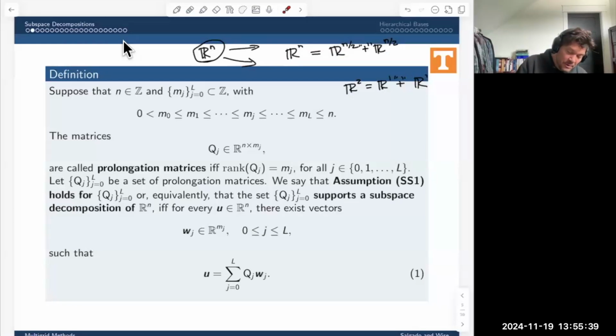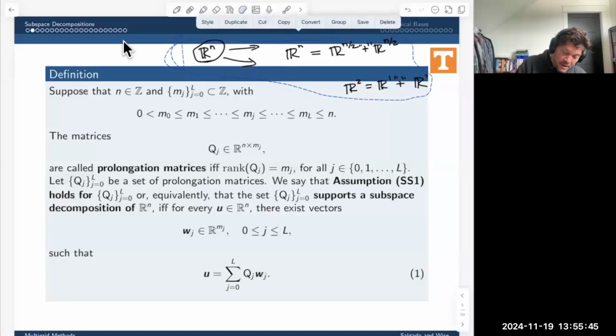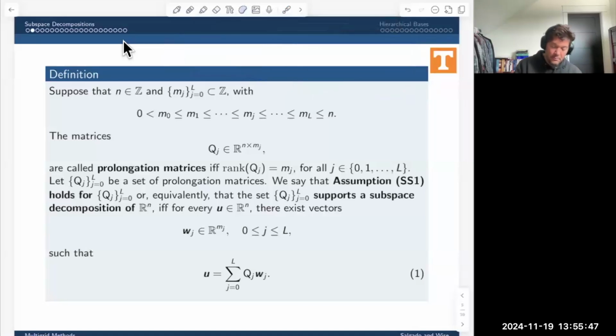But so let's try to formalize that, and I'm going to do that with some examples and some theoretical definitions. So I don't blame you if the theoretical definitions go over your head, but the examples will pull them back to earth. So suppose that we're thinking about R^n, we have the dimension of R^n being n, of course, and suppose that m_j, j equals 0 to L, is a collection of integers that have this hierarchical form.